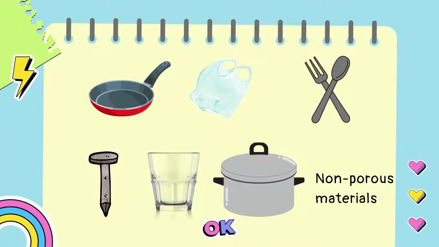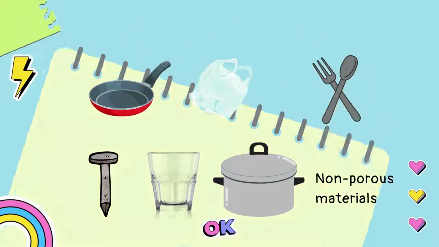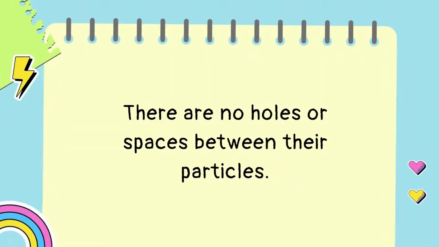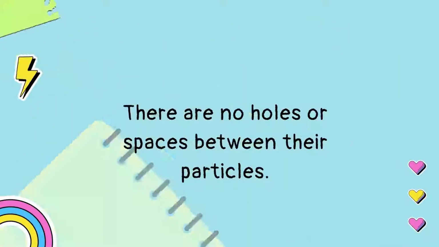Materials like plastic or metal spoons and forks, porcelain cups, iron nails, aluminum cookwares, and glasses that you use at home do not absorb water or liquid. Hence, they are called non-porous materials. There are no holes or space between their particles.